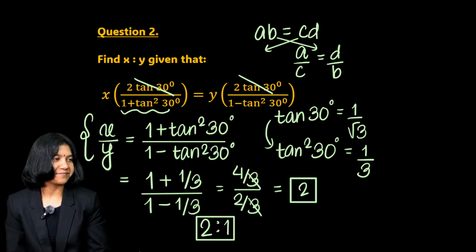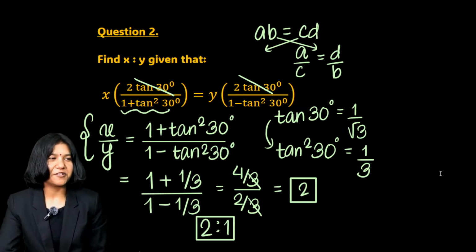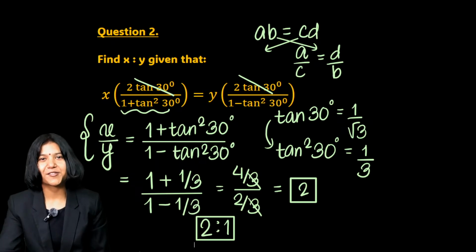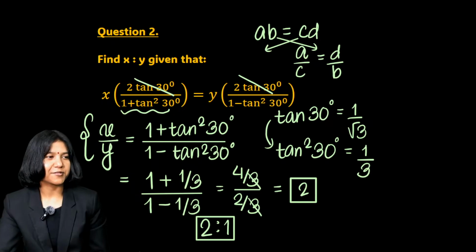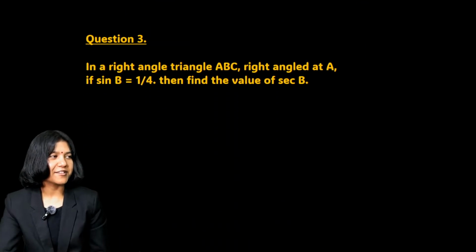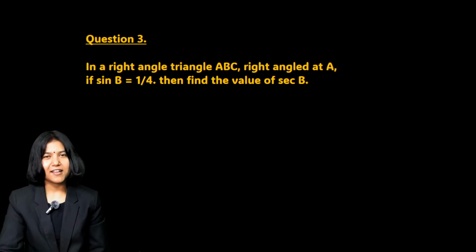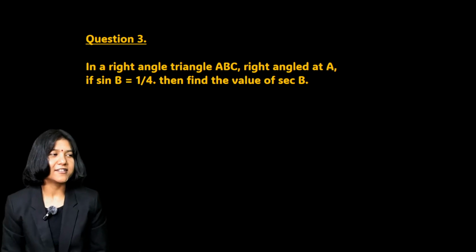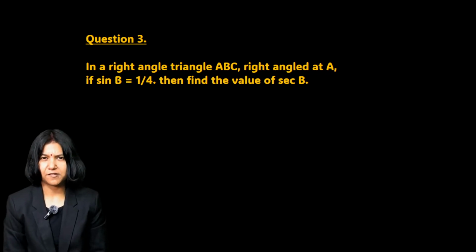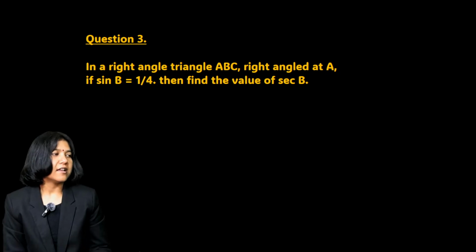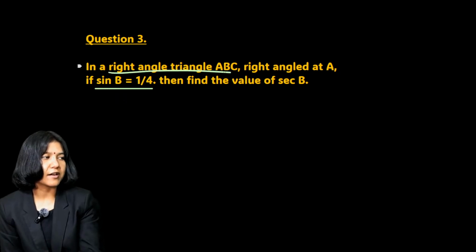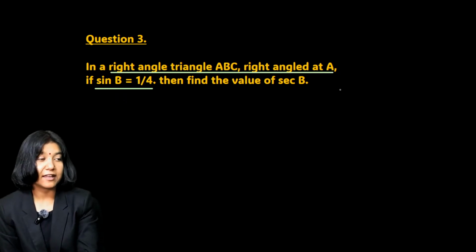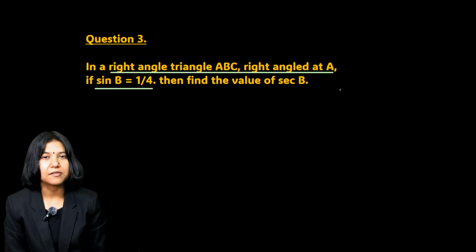Moving on, question 3. With each question, I've tried my best to level up and challenge you, so let's hope you get the answer to this one as well. This may not be that hard, but obviously you want to approach it in the simplest way possible. Given to you is sine B, one of the angles, which is definitely an acute angle because it's a right triangle ABC, right angle at A. So B and C have to be acute angles.